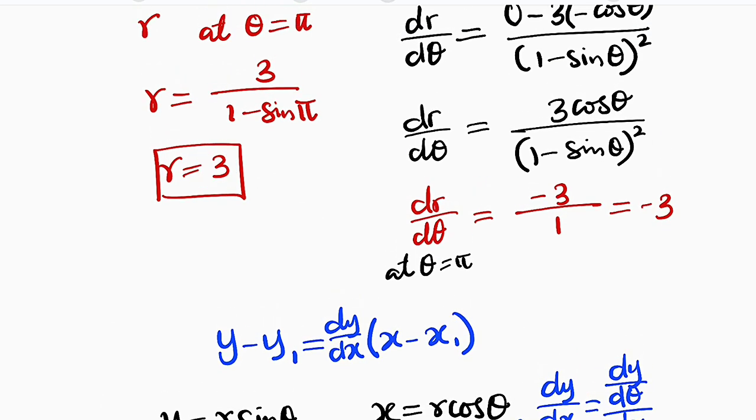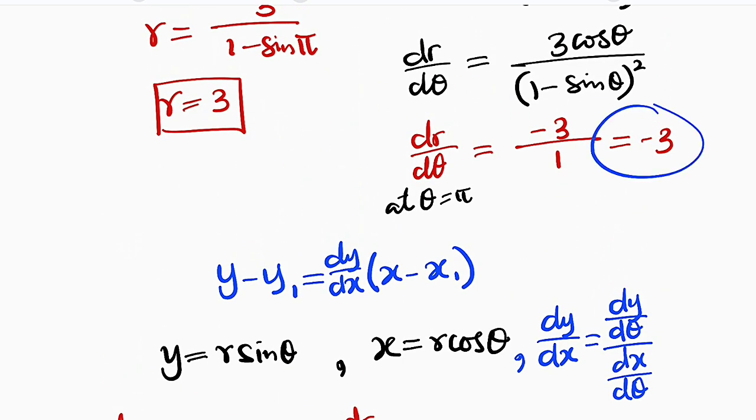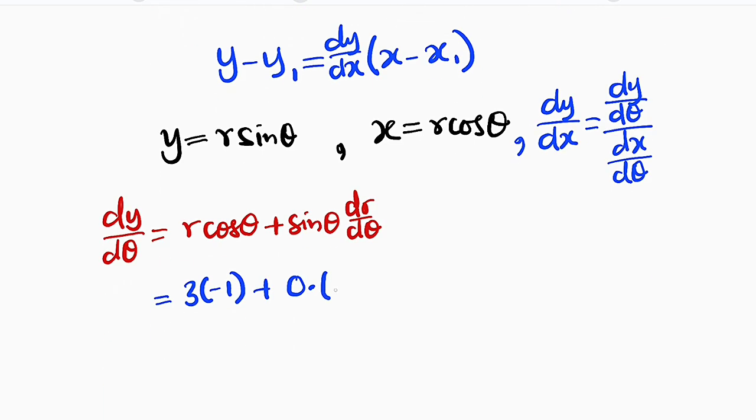R is 3. Right? So this is 3 multiplied by cos theta, which is -1. That is, cos pi is -1. Plus sine of pi is 0. So 0 times whatever, though I know this value, which is -3. You see that here? Just plug it. Times -3. You see this is 0. This is -3. So everything here will be -3. So I am done with dy over d theta.